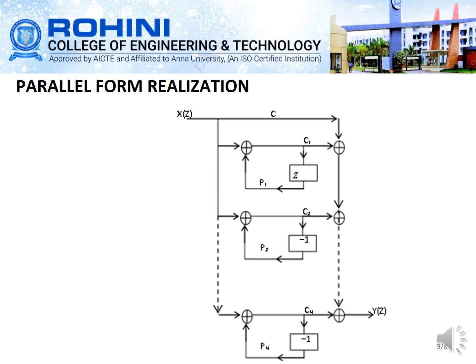Now we can see the structure for the parallel form. Here each system function is realized by using direct form 2, and finally we give a single input, and the outputs are given to the summer, and it results in the parallel form realization.